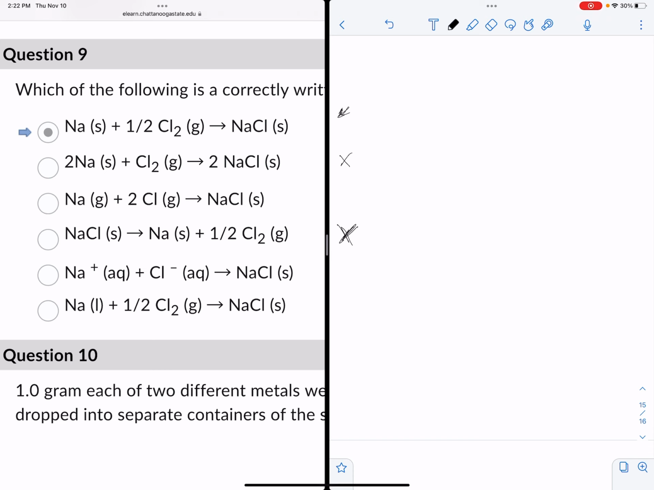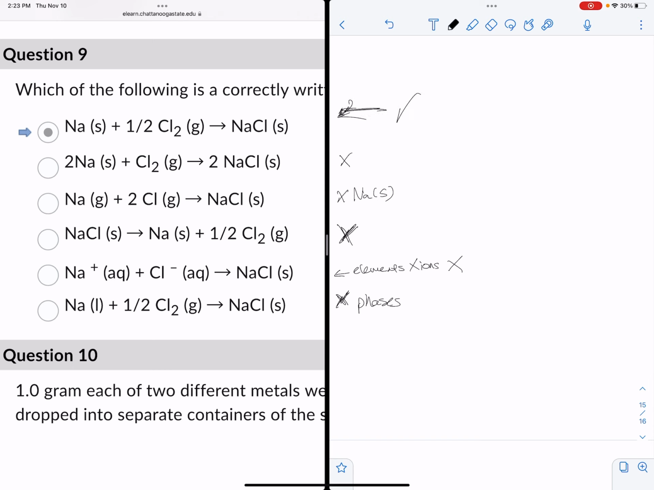I'm scrolling down. The next one's correct in the reactant phases. This one is incorrect on the reactant phases because Na should be a solid. And then I'm looking here. So again, it's supposed to be the elements, not the ions. So that one's incorrect. And then here, this one is also incorrect on the phases. So just based on that, I was able to rule it down to being this answer as the correct answer.